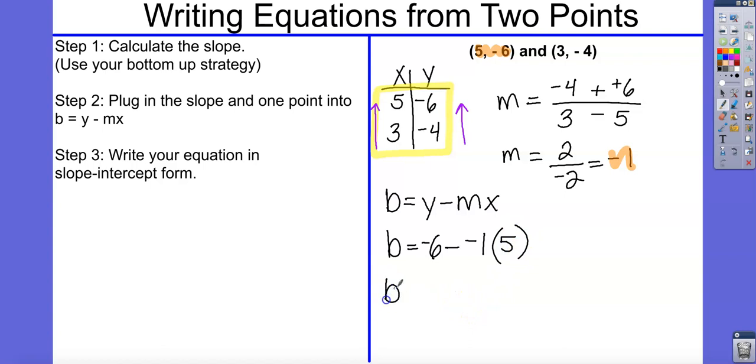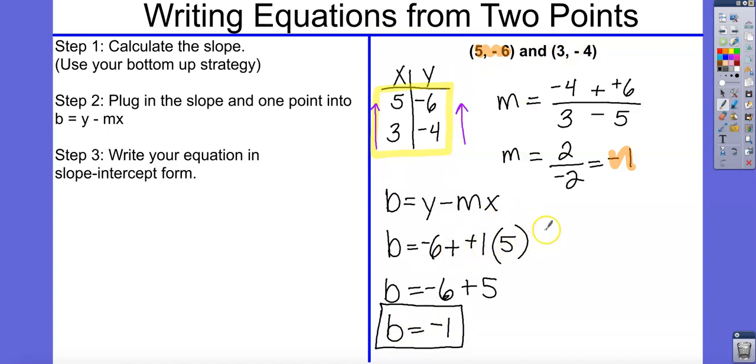Okay, and then we solve the equation. So b equals -6. I bring it straight down. Here, remember, this is going to become plus positive, because anytime we have minus and negative, it becomes plus positive. And 1 times 5 is going to give me 5, so plus 5. And then we keep solving. So b equals -6 plus 5 is -1. That means my y-intercept for this equation between these 2 points is -1.